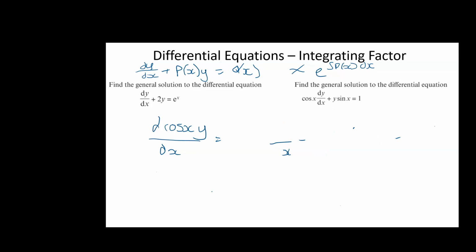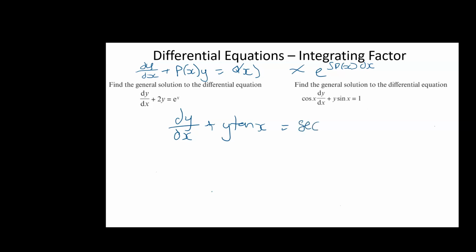And what we're going to do is we're going to turn it into what we have here, this little trick of dy by dx, a function of x times y, and a function of x on the other side. And we're going to do that by dividing by cos. So we're going to get dy by dx, because the cos is divided away, plus sine divided by cos is tan. So it's y tan x, and this equals 1 divided by cos, which is sec x.